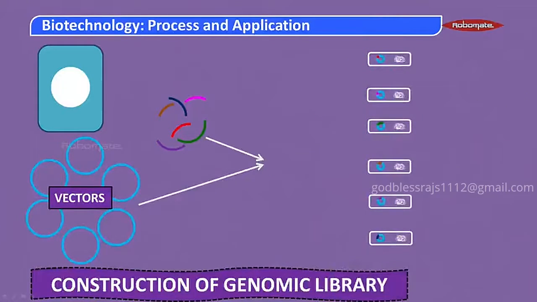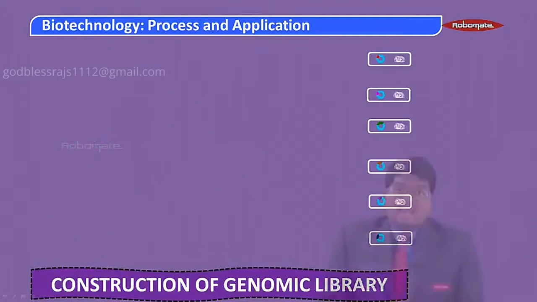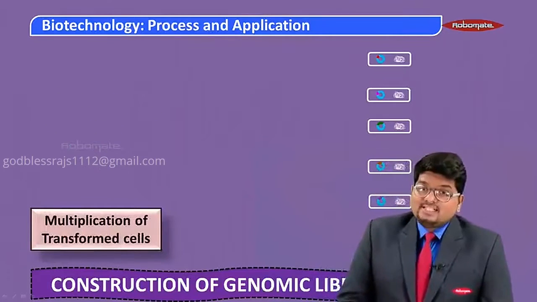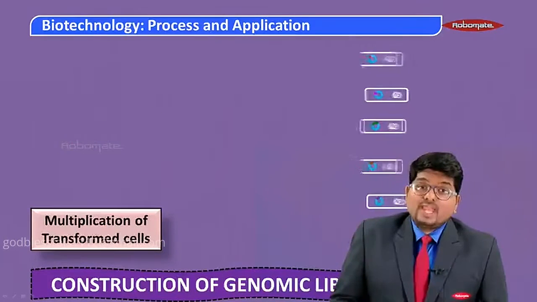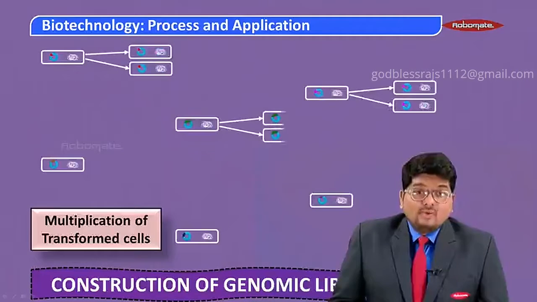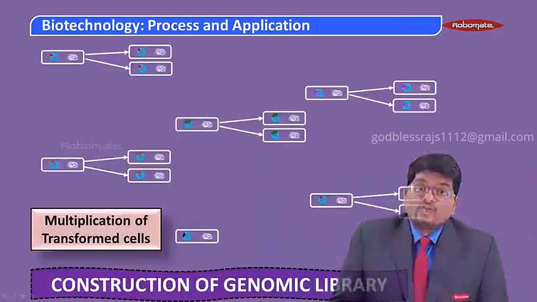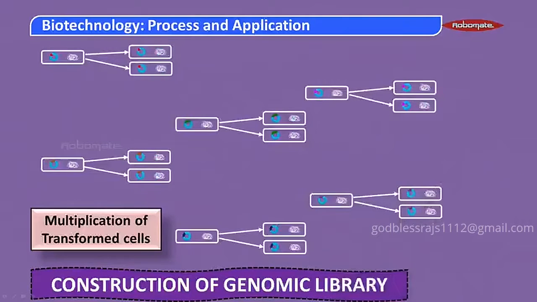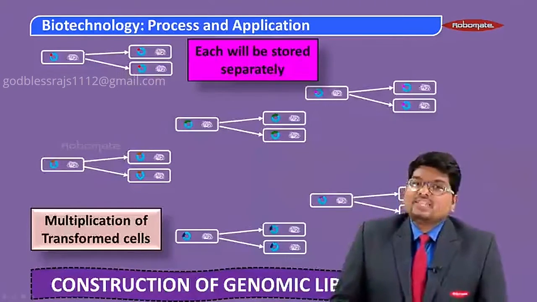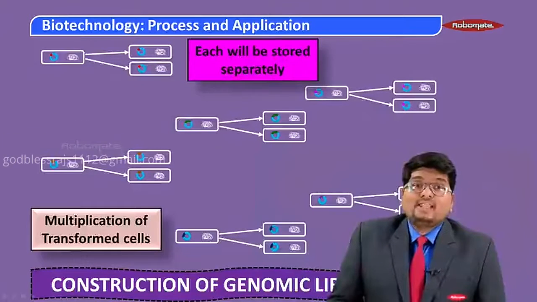These recombinant vectors or rDNA will now be inserted into the microorganisms for multiplication or cloning. So here we inserted the rDNA into microorganisms, and we allow these cells to undergo multiplication to get a number of copies. So here they are forming clones, or a number of copies of the genome that they are harboring in the recombinant vector. Each of these copies will be stored separately. So that is a genomic library.